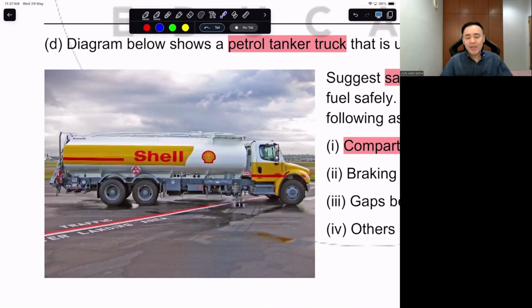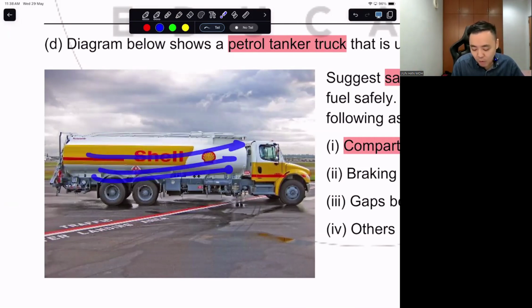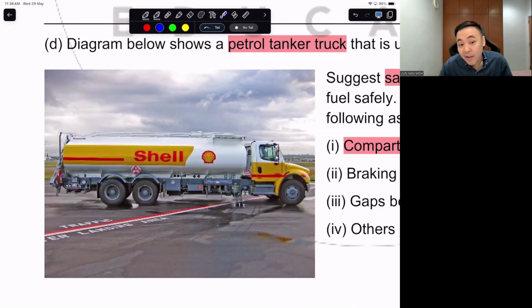Imagine you're driving and suddenly you stop. When you stop, all the petrol rushes to the front. It gushes forward and all the petroleum hits the wall. Of course, the wall will break. So instead, what do we do in real life for this petrol tank? We cut them into sections. In between, we create compartments like that.